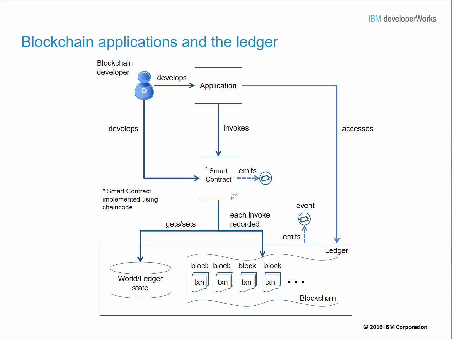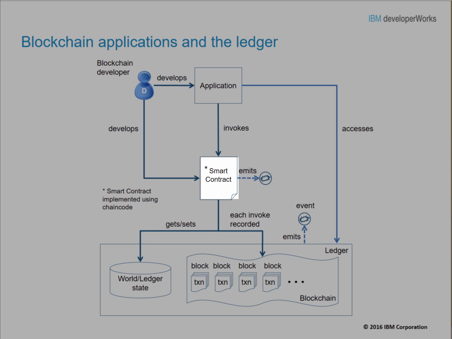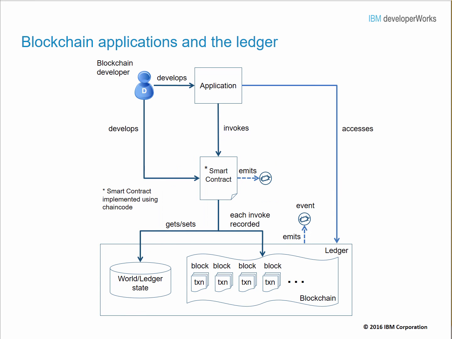The other major component that's developed by a blockchain developer is the smart contract. Smart contracts are a lot like stored procedures on a database that perform transactions on the ledger. Smart contracts invoke transactions that read and update world state. Transactions that update world state are recorded by the ledger and added to the blockchain.